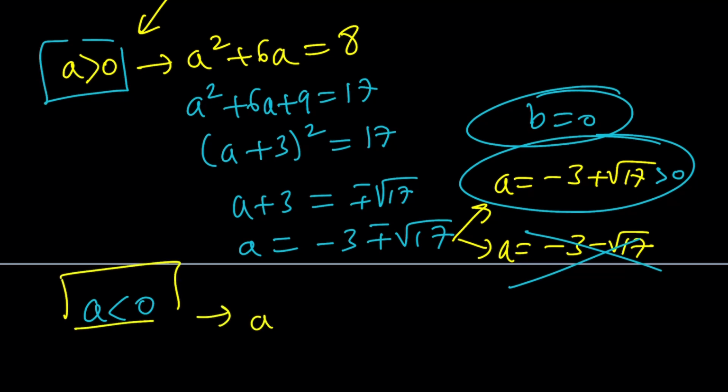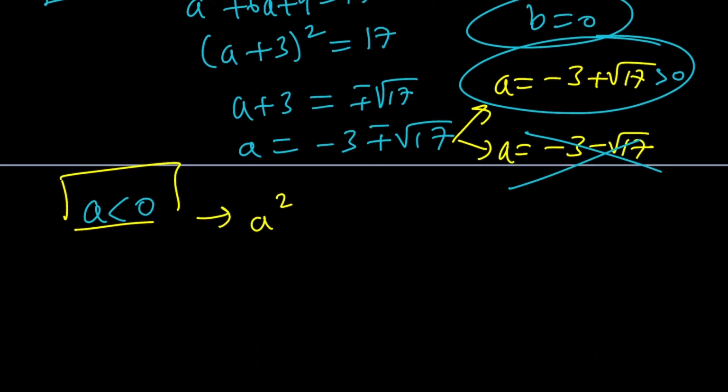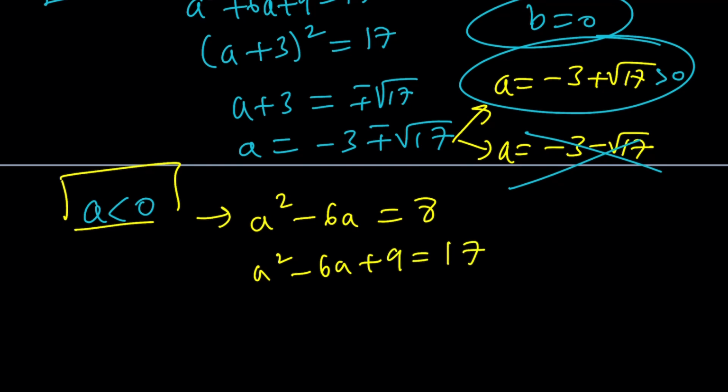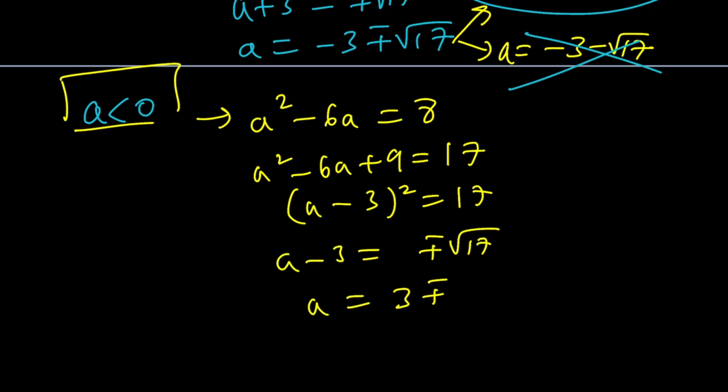Then from the absolute value, we get negative a squared. Notice that this is the equation we're looking at: a squared minus 6a equals 8. Again, by adding 9 to both sides, we are completing the square. That gives us a minus 3 squared equals 17. By square rooting, you're going to get two solutions. Add 3 to both sides, and you're all set.